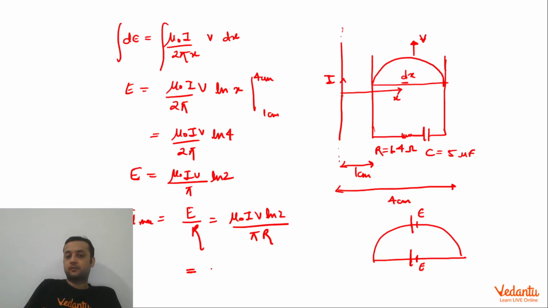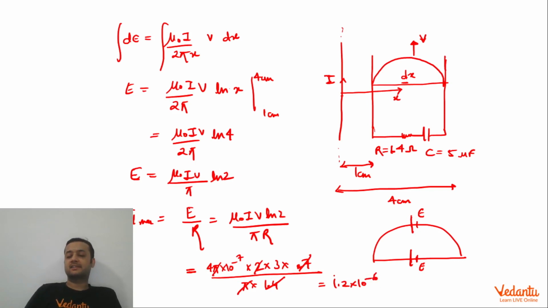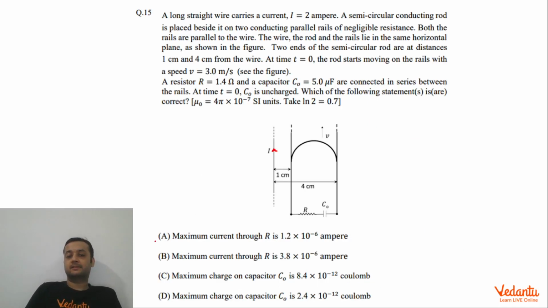So just put the value of mu naught, which is 4 pi into 10 to the power minus 7. The value of I given in the question is 2 amperes. This I is the current flowing in the wire. Velocity at time 0 will be 3. ln2 is 0.7, given in the question. Divide by pi into resistance, which is 1.4. So 2 and 0.7 will become 1.4. Pi and pi cancel. So this will become 1.2 into 10 to the power minus 6. And hence the value of I max is 1.2 into 10 to the power minus 6.